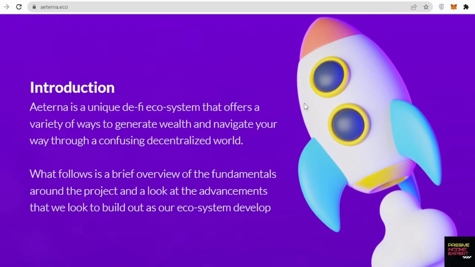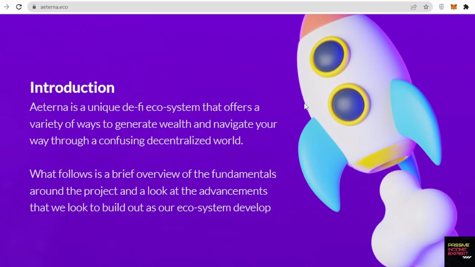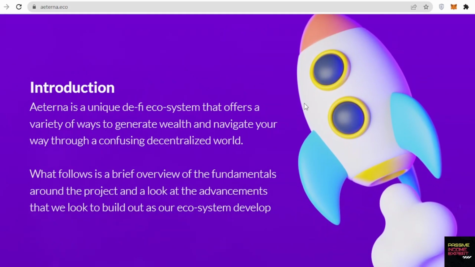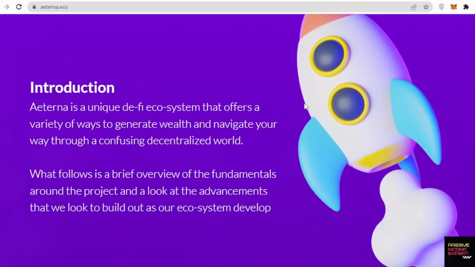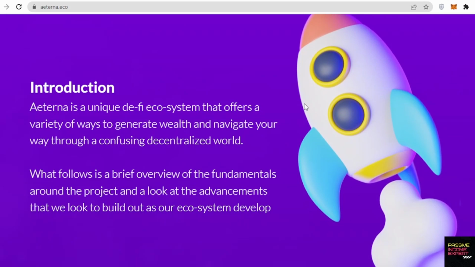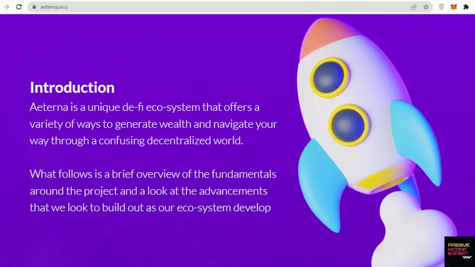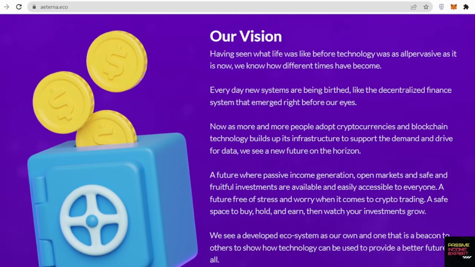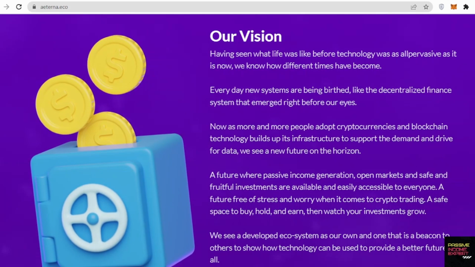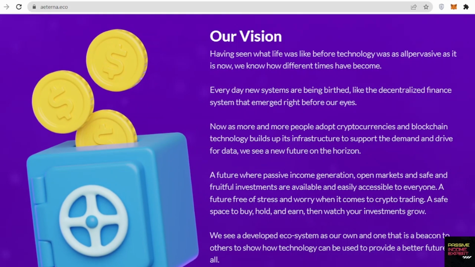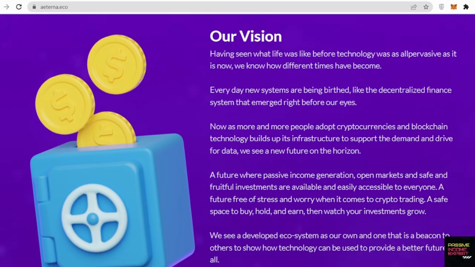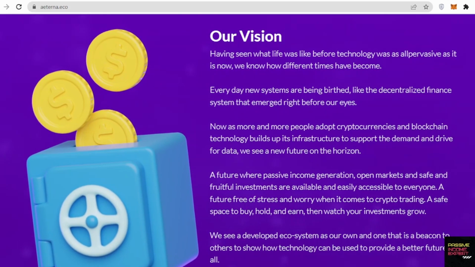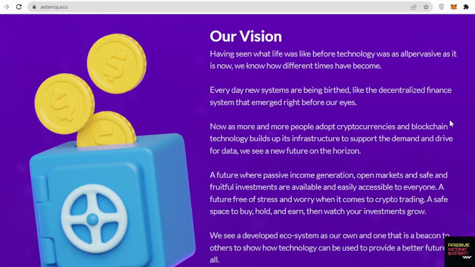Eterna is a unique DeFi ecosystem that offers a variety of ways to grow your wealth and navigate your way through a confusing decentralized world. What follows is a brief overview of the fundamentals around the project that we look to build out as our ecosystem develops. Now, as more and more people adopt cryptocurrencies and blockchain technology builds up its infrastructure to support the demand and drive for data, we see a new future on the horizon. A future where passive income generation, open market, and safe and fruitful investments are available and easily accessible to everyone.